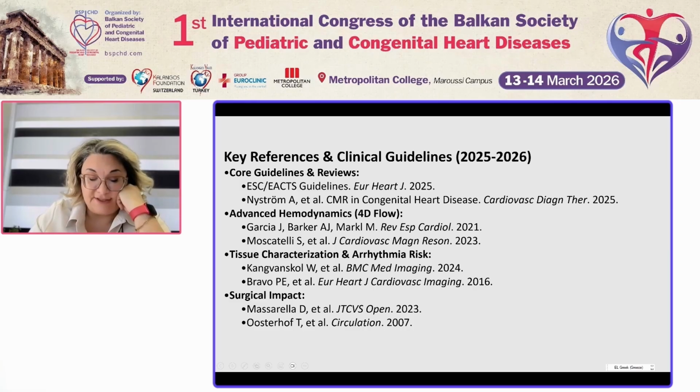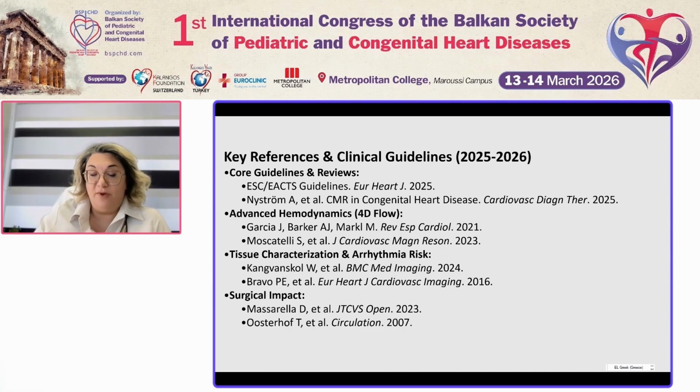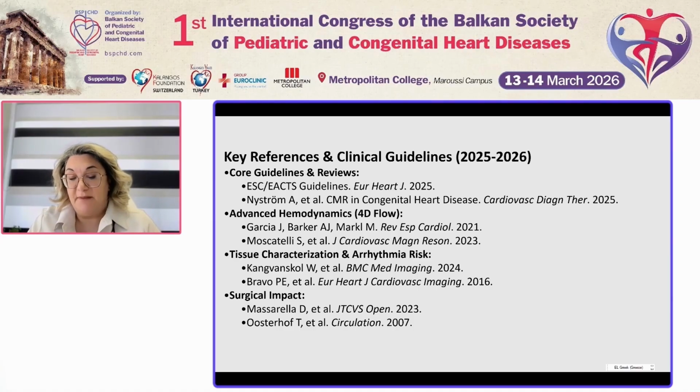And here is a list of resources and further reading recommendations. In conclusion, CMR provides a comprehensive evaluation of anatomy, ventricular function and flow in congenital pulmonary valve and RVOT disease. By integrating these parameters, it plays a central role in guiding surgical planning and optimizing patient outcomes. Thank you for your attention.